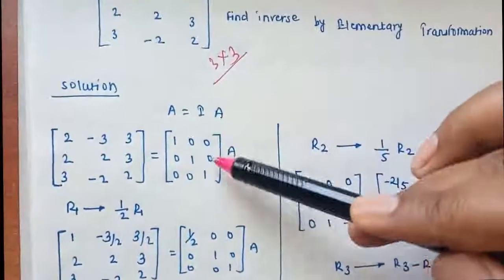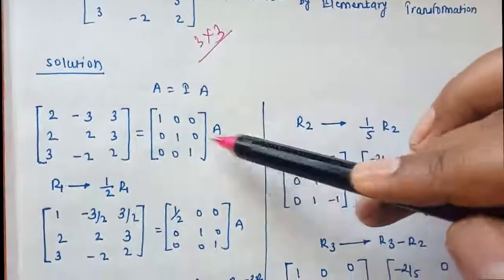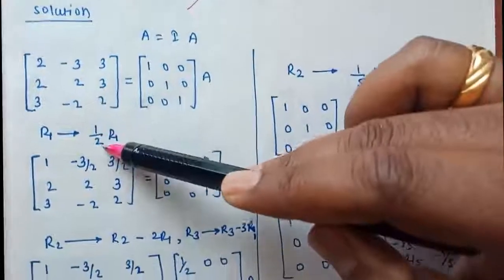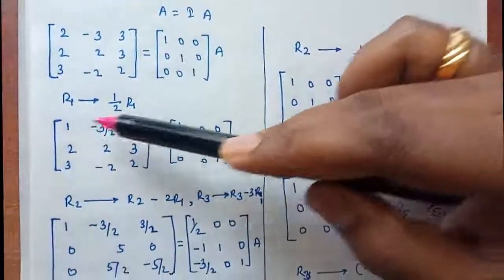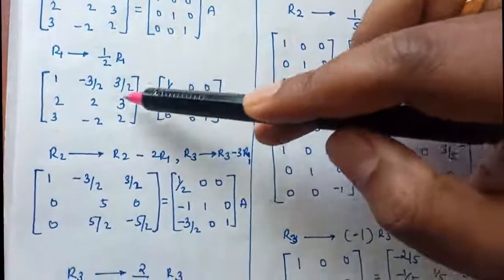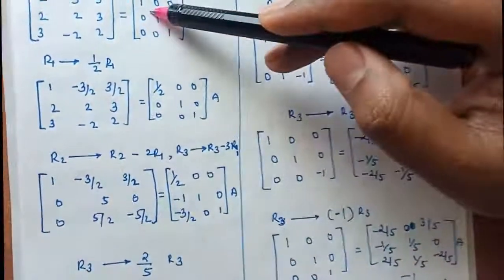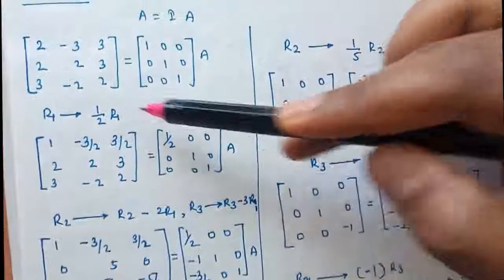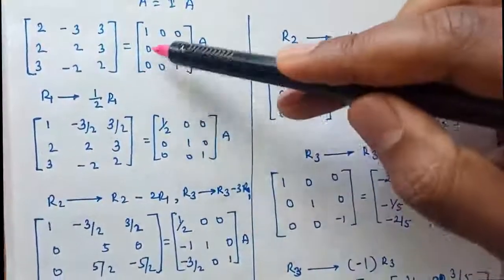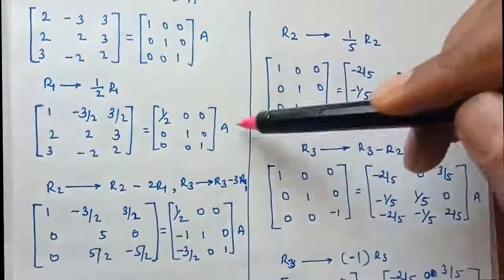I is the identity matrix because it's 3 by 3 now, and this is A. Similarly, I want 1 here, so definitely divide by the 2. So after dividing 1 minus 3 by 2, 3 by 2 will come. R2 and R3 will be same. Here also divided by 2, because since I am doing it to R1, 1 by 2, 0, 0. This will be 0, 1, 0, 0, 0, 1 into A.